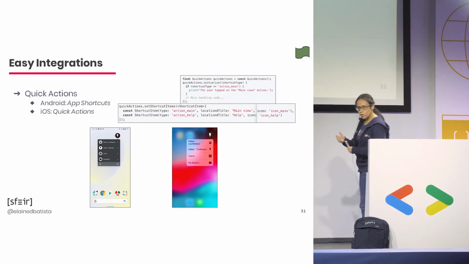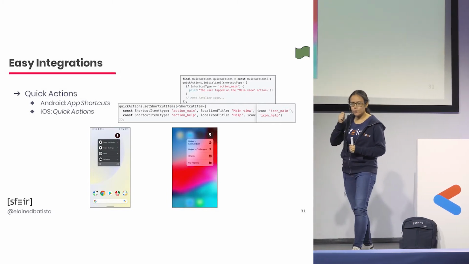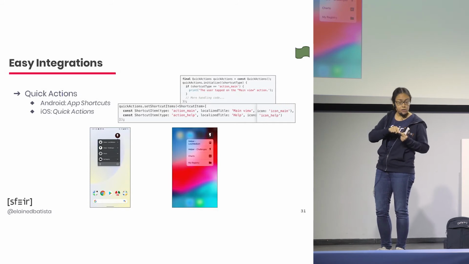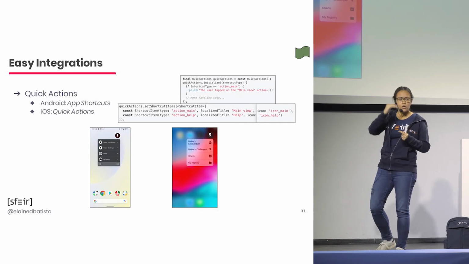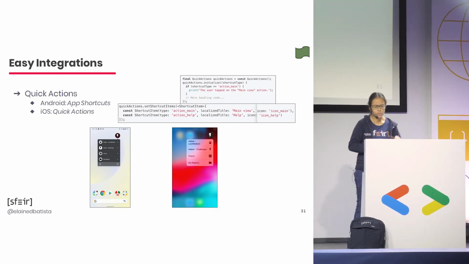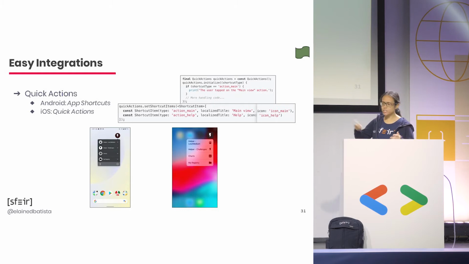Quick actions. You know, when you force touch or force click or you long press on the icon on the screen, you can have those kinds of quick actions, which on Android are called shortcuts, and on iOS are called quick actions, and in Flutter are called quick actions too.